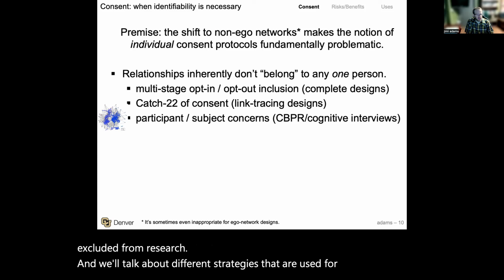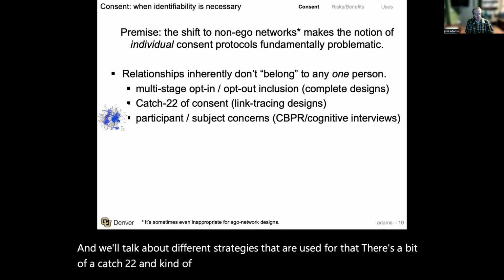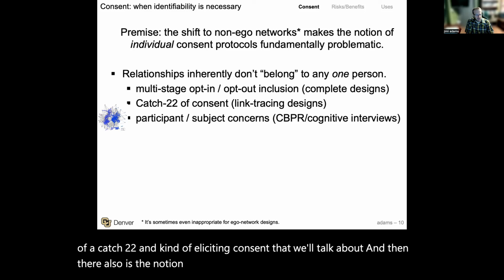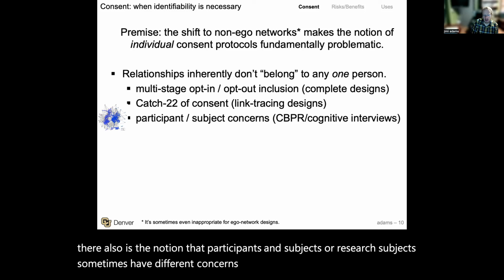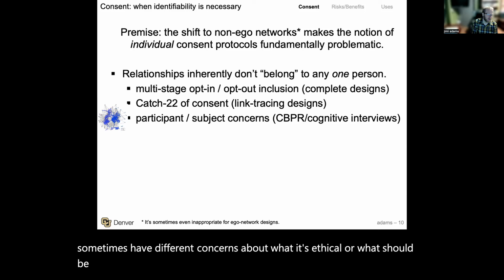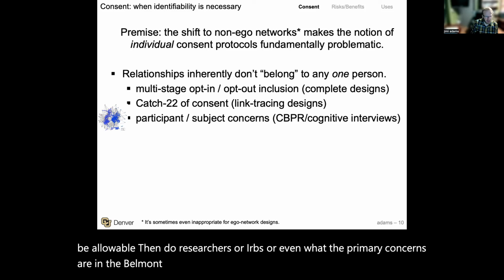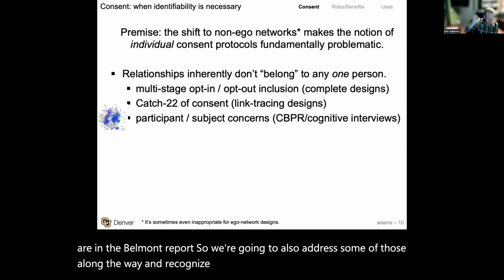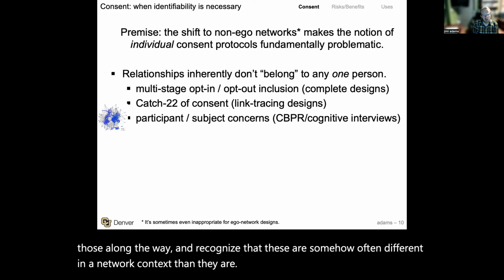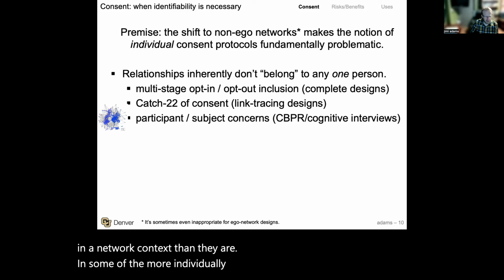There's a bit of a catch-22 in eliciting consent that we'll talk about. And then there also is the notion that participants and research subjects sometimes have different concerns about what is ethical or what should be allowable than do researchers or IRBs, or even what the primary concerns are in the Belmont report. So we're going to also address some of those along the way, and recognize that these are often different in a network context than they are in some of the more individually or population-oriented research that social and behavioral scientists are often more used to.